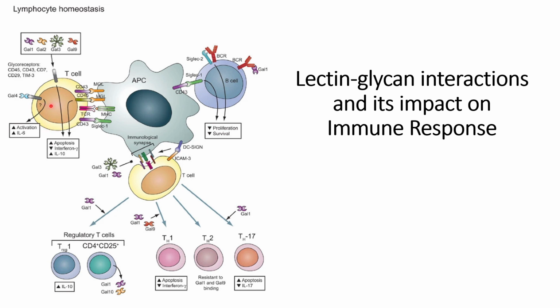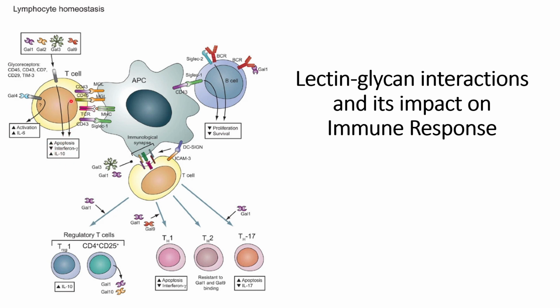In the T cells, the deactivation or apoptosis of the T cells can be triggered by the interaction of these galectins with glycoreceptors such as CD45, CD43, CD7, CD29, and TIM3, and these interactions depend on the type of glycosylation that has occurred on the receptors expressed on the T cells. So that will trigger apoptosis or upregulation of interleukin 10 and downregulation of interferon gamma.